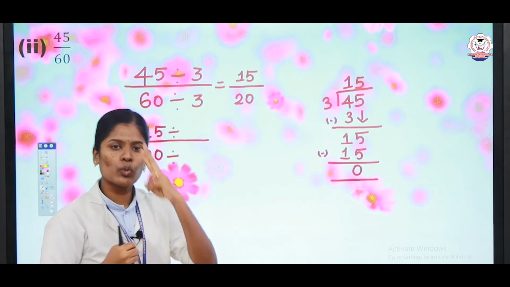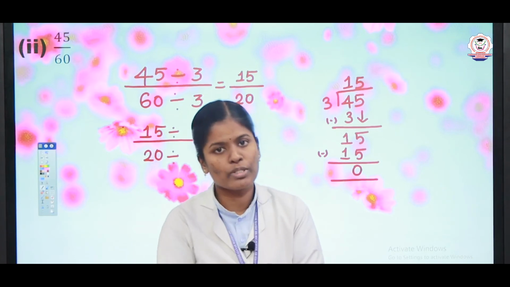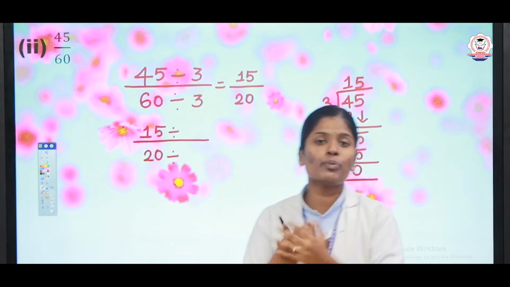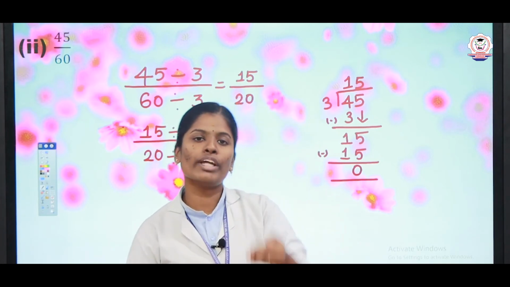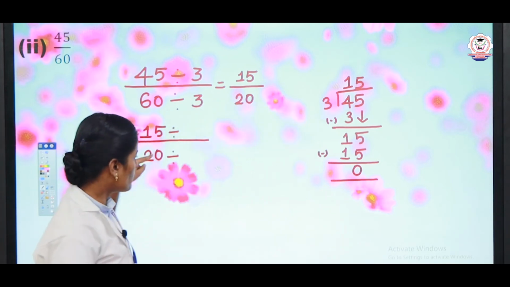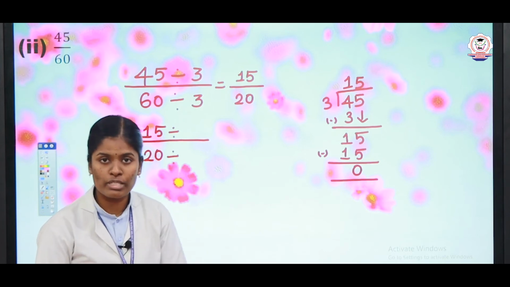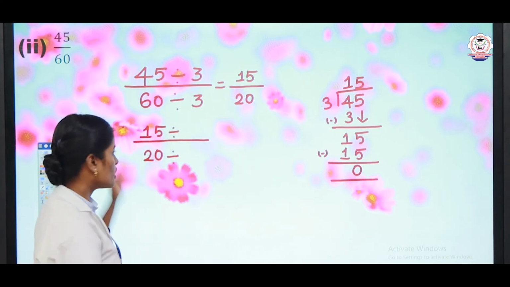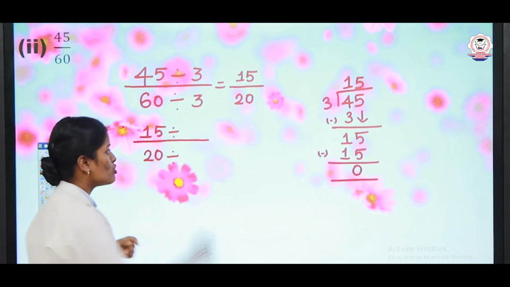So first you will check the 2 table. 2 table 15 is not possible. Then you are going to check the 3 table. 3 table 15 possible, 20 is not possible. Then you are going to check the 4 table. 4 table 20 possible, 15 is not possible. Finally, you are going to check the 5 table. So, in the 5 table both numbers are possible, 15 and 20.